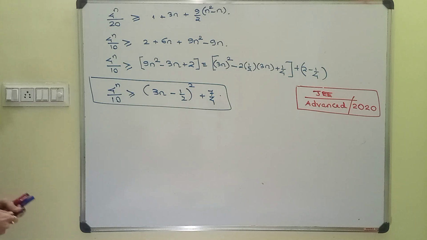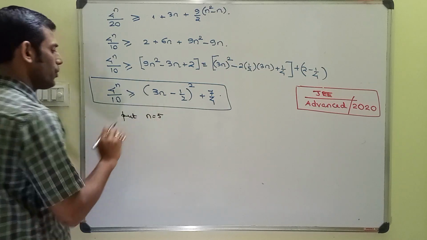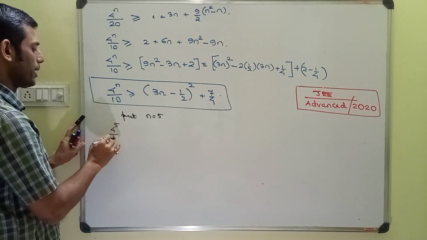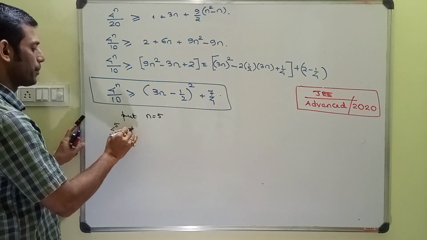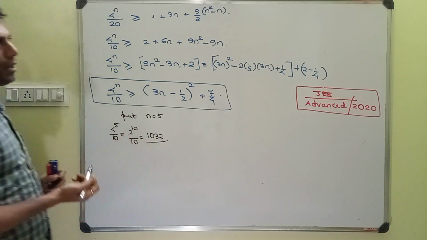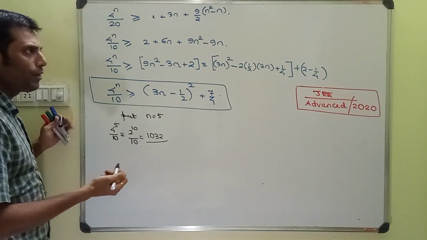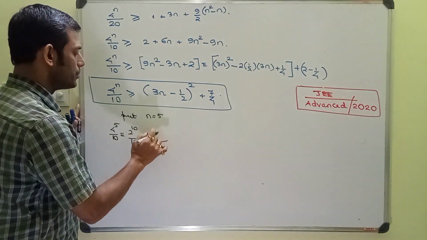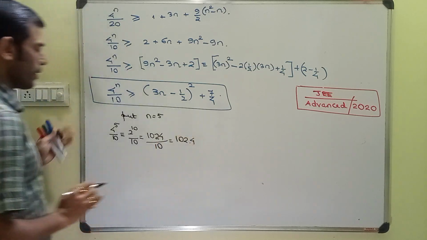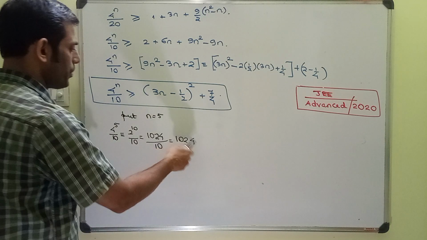This is what we need to see for the solution. Now in this case, let's try values of n. Let's say we put n equal to 5. Then what are we going to get? n equal to 5 means 4 power 5 by 10, which is 2 power 10 by 10. 2 power 10 is 1024, by 10 is approximately 102.4.